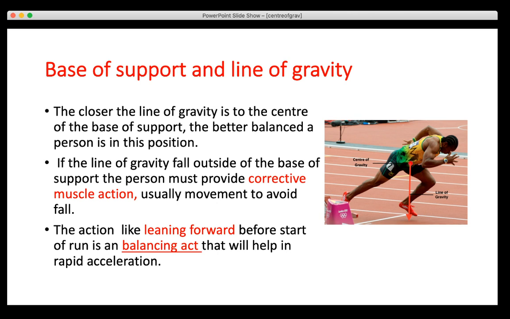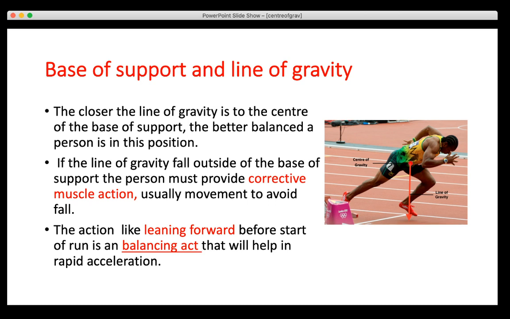Now in sports or in some games, when you want acceleration, when you want speed, in those situations this line of gravity sometimes lies outside also. If the line of gravity falls outside of the base of support, the person must provide corrective muscle action. This is what I was saying in the previous slide. Technically it is known as corrective muscle action. You definitely make some muscular movement so that you can balance yourself while making fast movements.